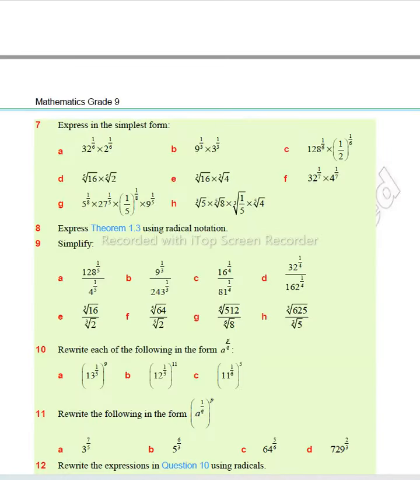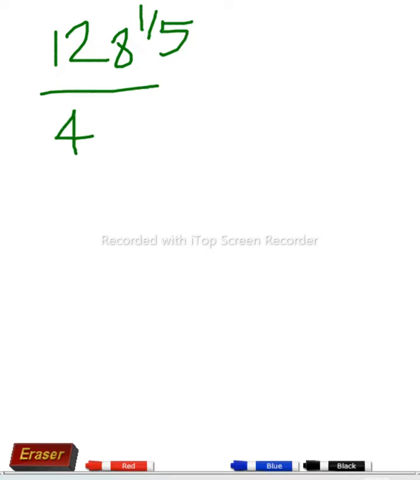Question A says that 128 over 4, the power of 1 over 5. So when we simplify this question, let us simplify 128 the power of 1 over 5 over 4 the power of 1 over 5.